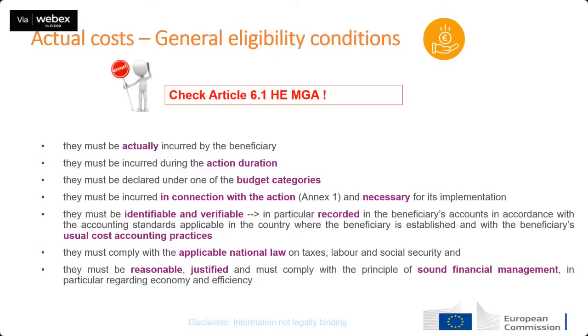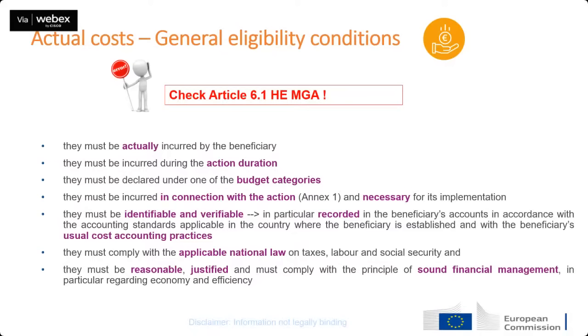And again, a piece of advice to help you avoid any errors is really to check the eligibility conditions. So I encourage you to consult Article 6.1 of the Horizon Europe Model Grant Agreement, and here you can find many of the answers to your questions about the eligibility of your costs. Let's start by talking about the general eligibility conditions that are linked to your actual costs.